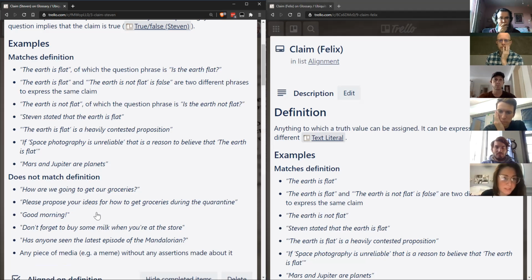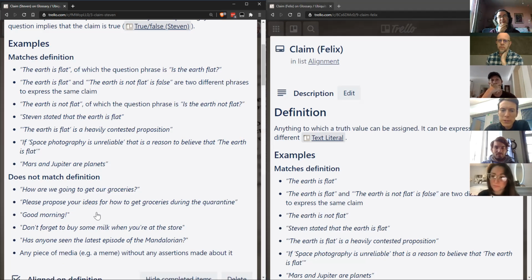It's, what was it? The third one down, is the earth not flat? So that supposedly matches the definition, but for me, that rhetorical device, although I get how it may be considered a claim question, it just doesn't fit with the SL model.